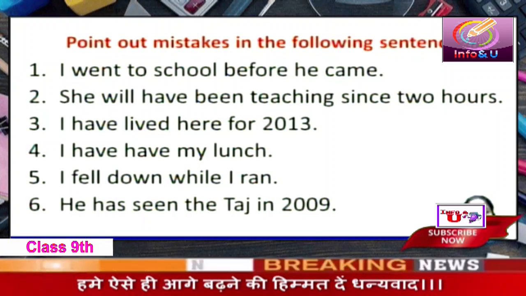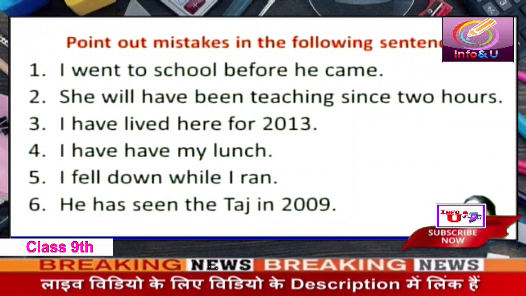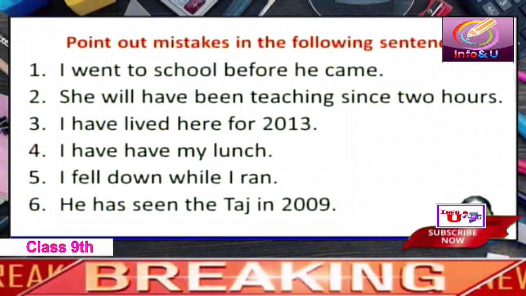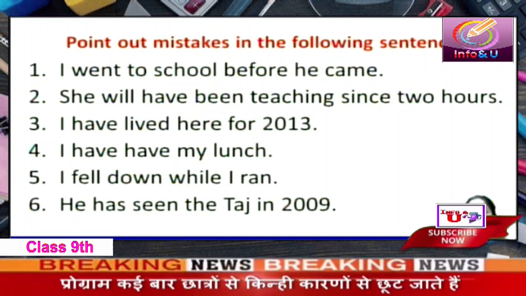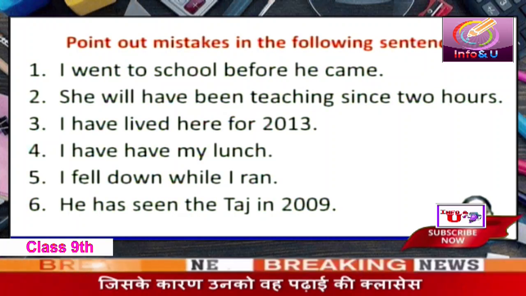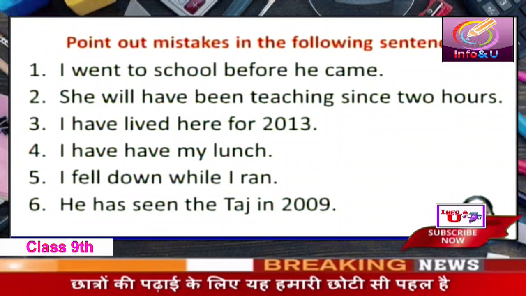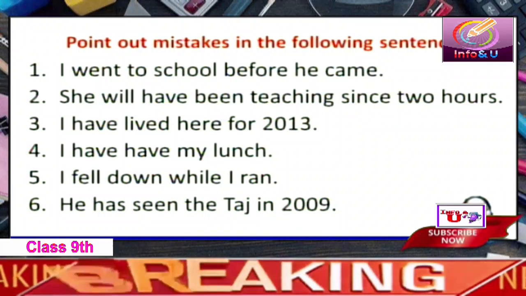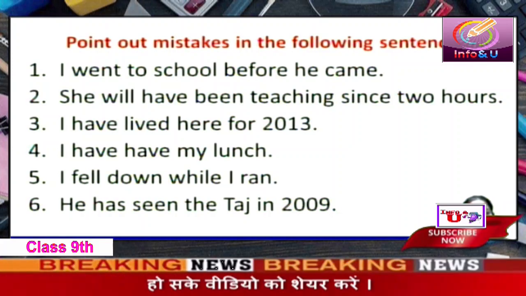I fell down while I ran. What is the mistake? Here again there are two actions which took place in the past at the same time, one is a longer action and the other is a shorter one. I told you that the longer action should be written in the past continuous tense. Here the longer action is that of running, so it should have been written in the past continuous tense. So the correct sentence will be, I fell down while I was running.